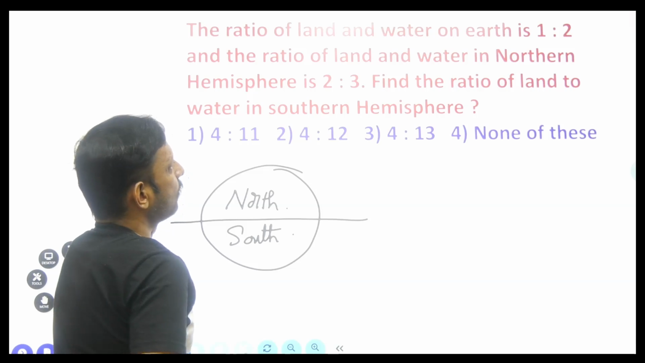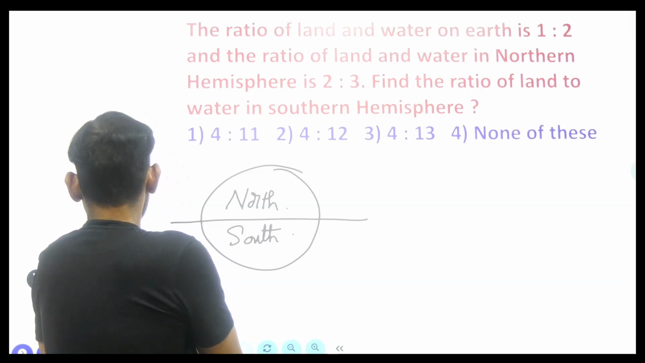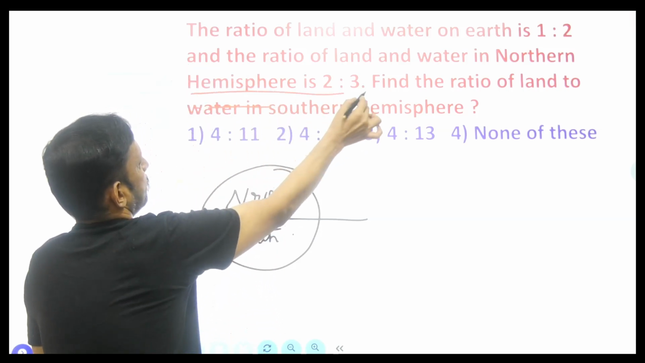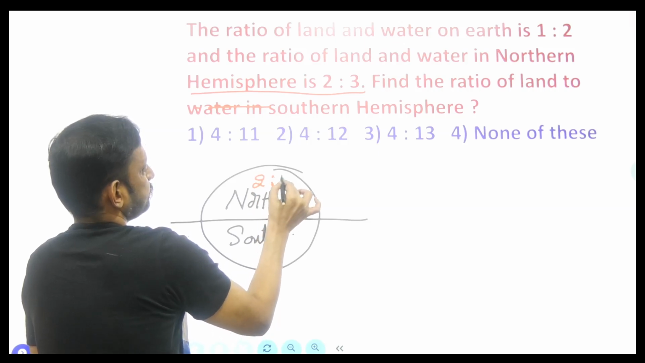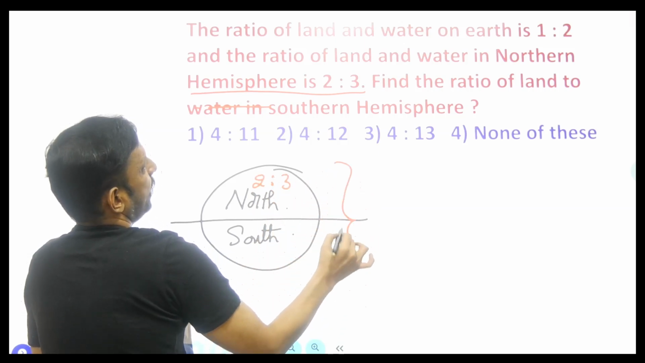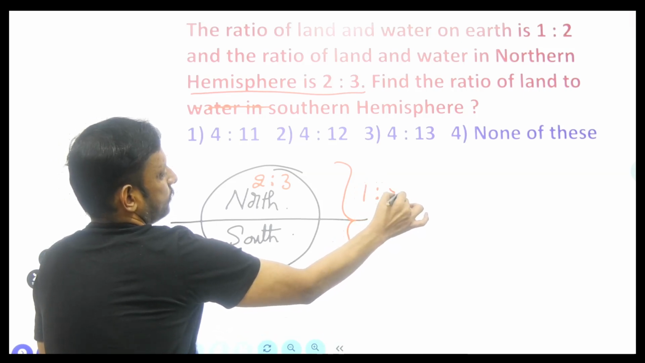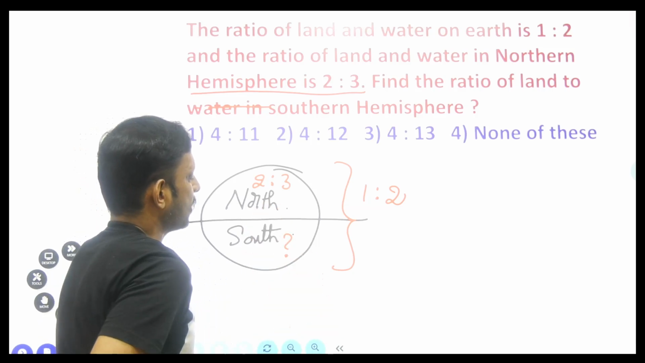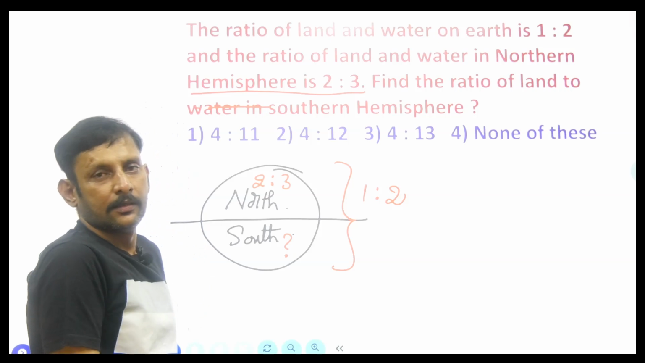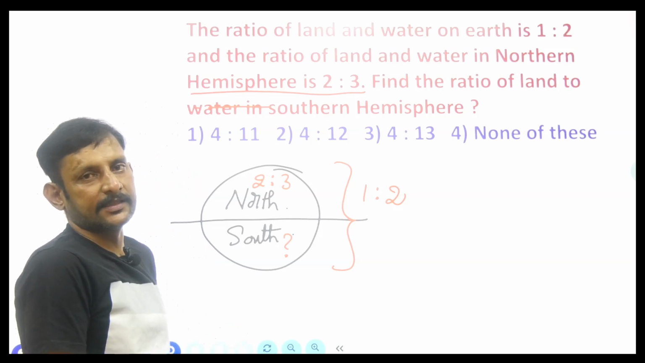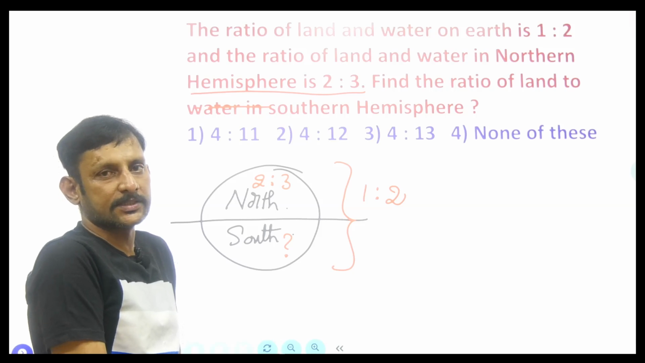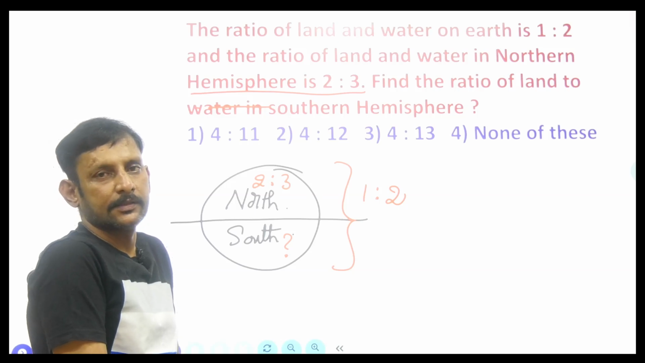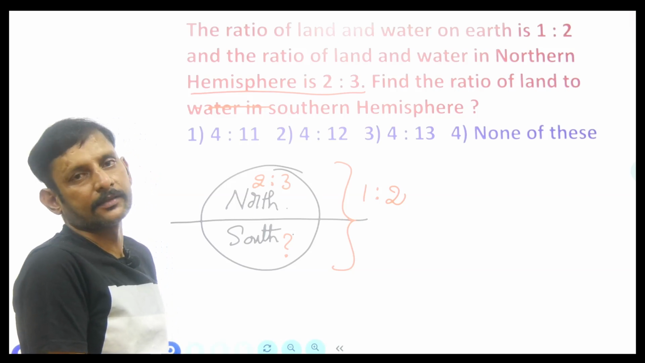Okay. Now, I know that the ratio of land and water in the north hemisphere is 2:3. And the total earth is 1:2. Now what is the ratio in the lower part, the south hemisphere? So the technique here in this question is nothing but ratio adjustment. No need to take any variables like x or y. Just apply the ratios technique method.